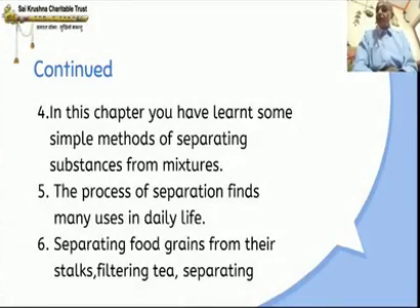Fourth point, in this chapter we have already learned some simple methods of separating substances from mixtures. Fifth point, the process of separation finds many uses in daily life.